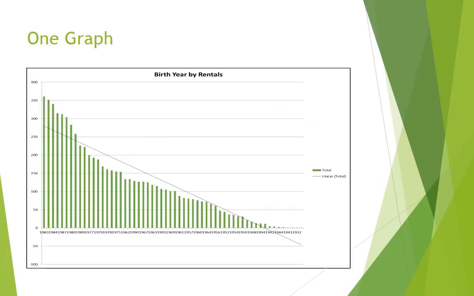Final presentation with the one graph. There's a linear line showing the trend of birth year rentals, starting with the most recent in the 1980s. 1980s dominated in rentals compared to the 1940s and 30s because people get old and they don't want to do things like that. Yep.